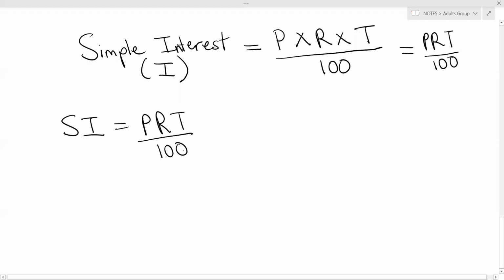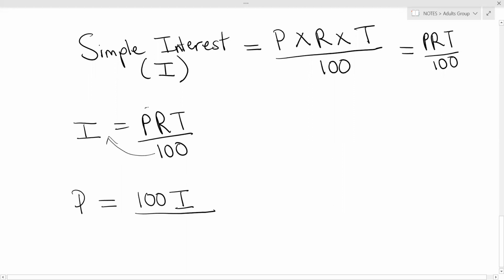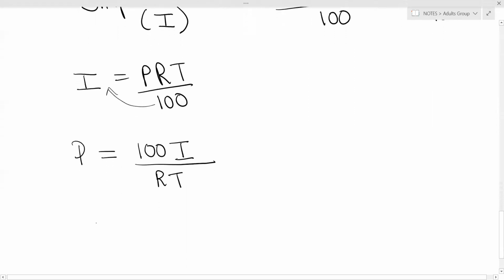If you are not solving for your simple interest, let's say you're solving for your principal, your principal will now be 100 by I. I'm just going to call this I. 100, because we're making P the subject of the formula. So we'll send across the 100 to multiply. So 100 I, and we'll send across the R and the T to divide. So it's 100 I over RT. That's your formula to find your principal.